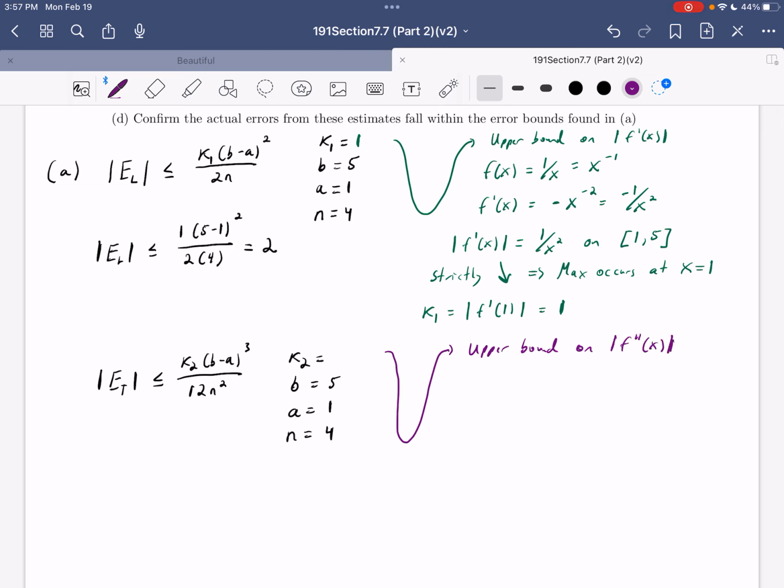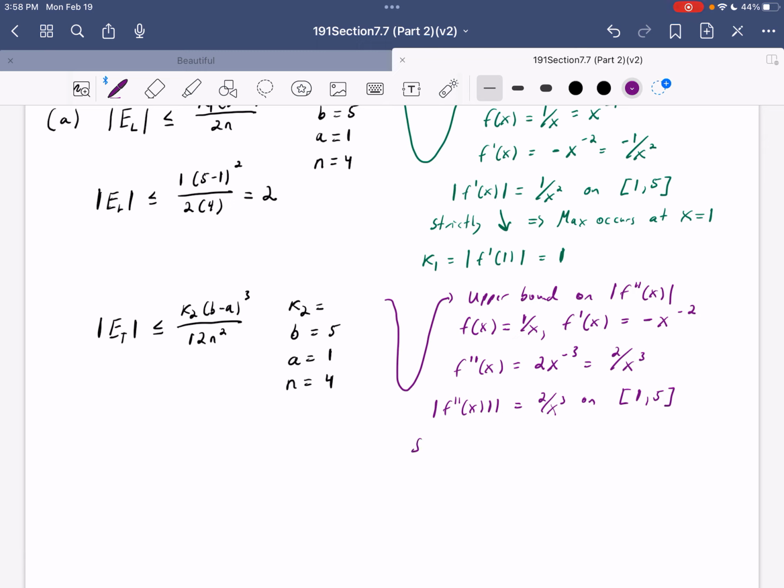Well, the good news is, we already have the first derivative. So we already have that our function is 1 over x, and we already determined that the first derivative was negative x to the minus 2. Getting the second derivative, one more use of power rule, looks like it would be 2x to the minus 3, or if you prefer, 2 over x cubed. This time the absolute value isn't really doing anything because this function is already always positive on 1 to 5. So we're on 2 over x cubed on 1 to 5.